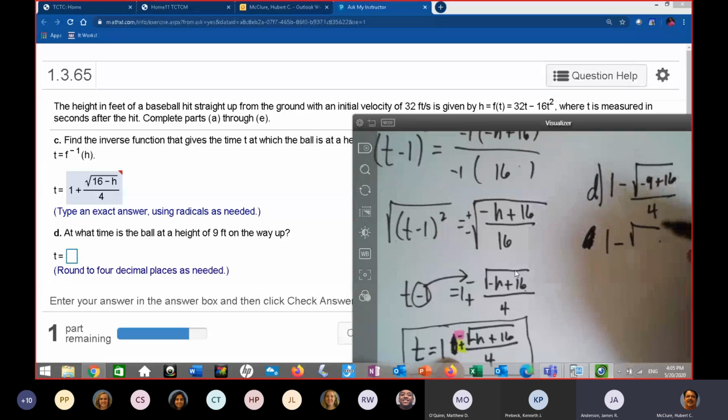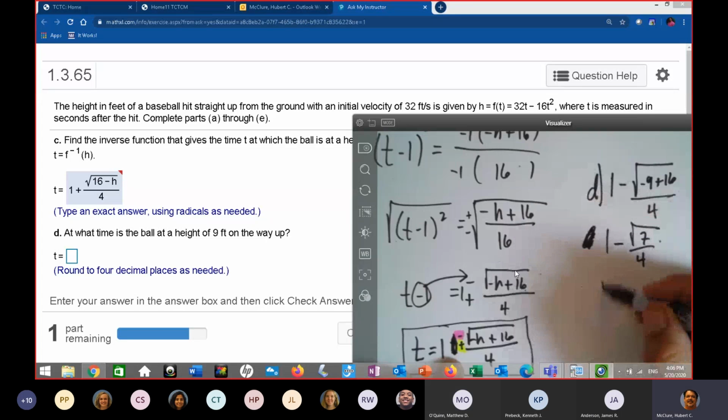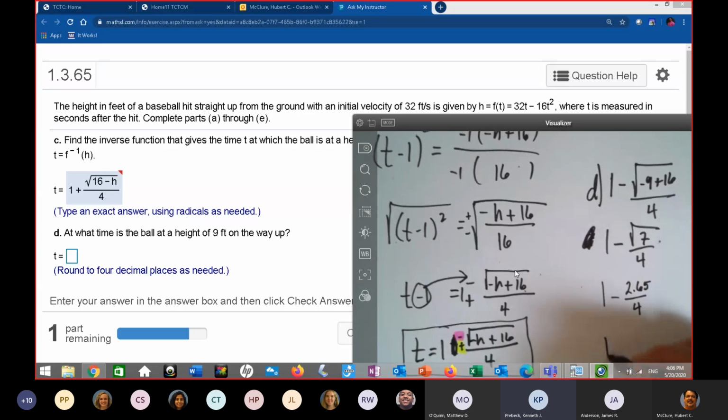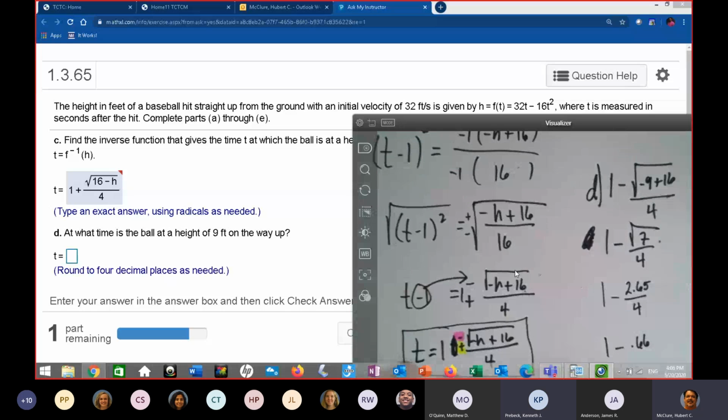Okay, somebody take the square root of 7 for me, please. What's the square root of 7? Give me 2 digits. 2 point what? 2.65. And divide that by 4. That's 0.66. And what's 1 minus 0.66? 0.34? Yes, sir. So 0.34 seconds.